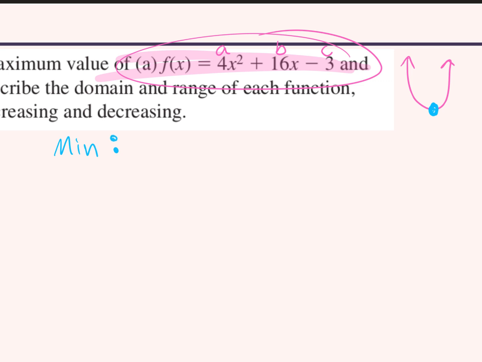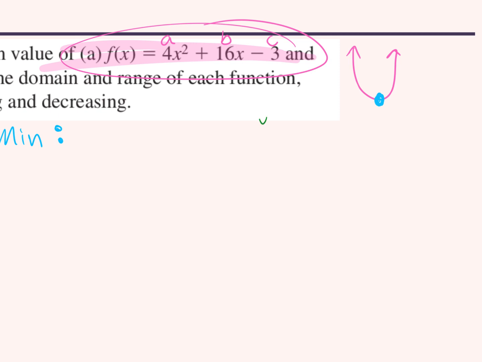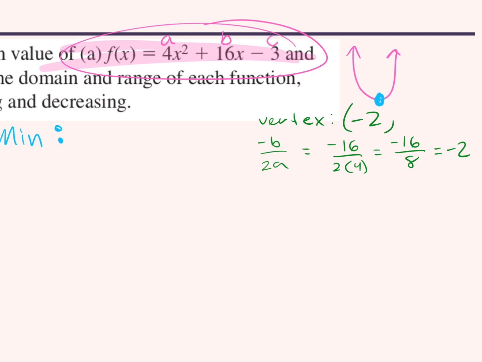Now our minimum is the k. How do we find k? I have to find the vertex. So let's find our vertex. Our vertex is negative b over 2a. So it'd be negative 16 over 2 times 4. So negative 16 over 8. So this simplifies to negative 2. So the first number in my vertex is negative 2.